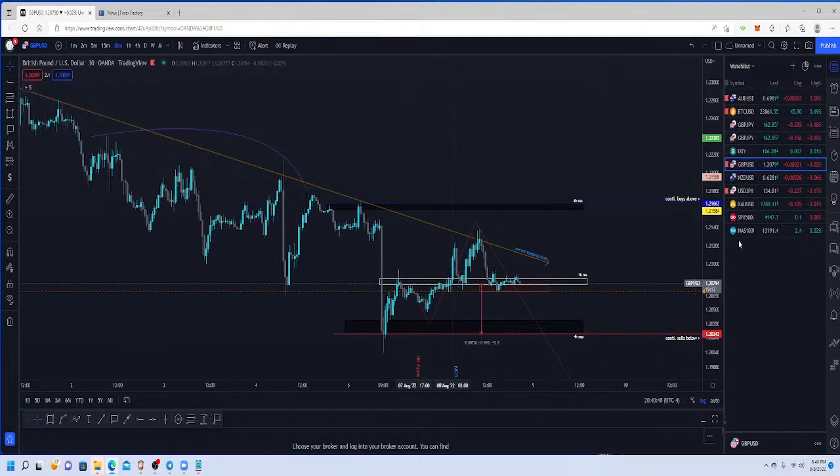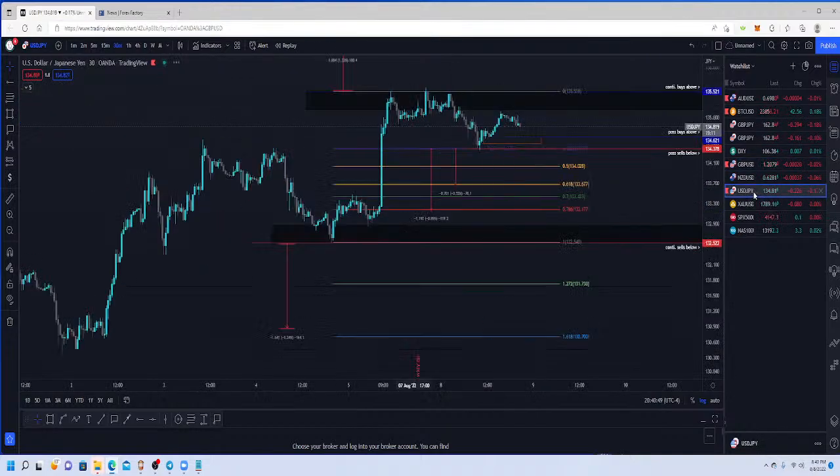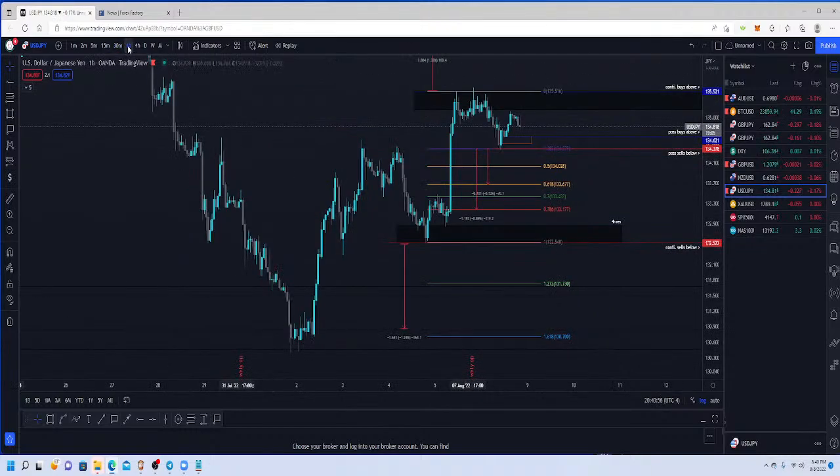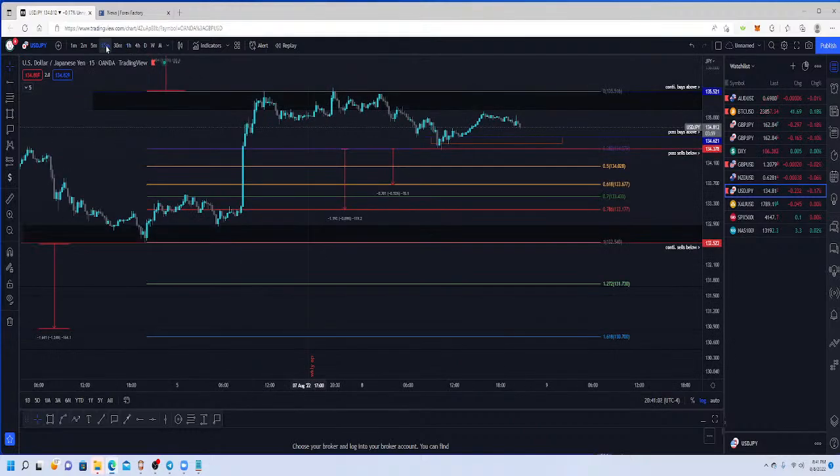GU, we taking scalp buys on UJ. 1 hour. I'll be looking for scalp buys on UJ at this point instead of scalp shorts. Scalp shorts on GU.